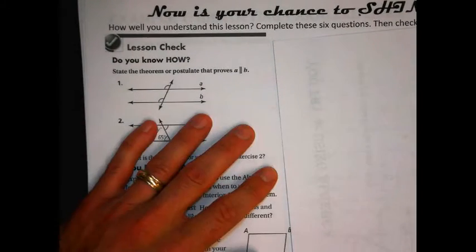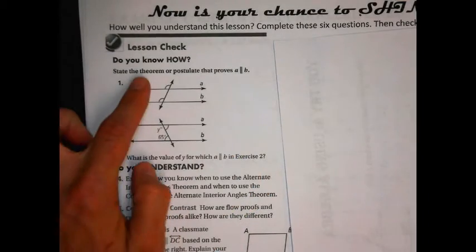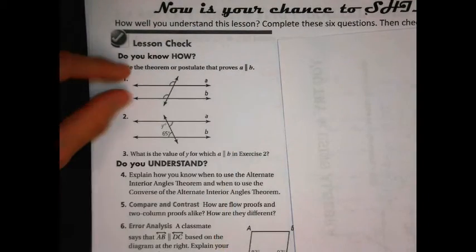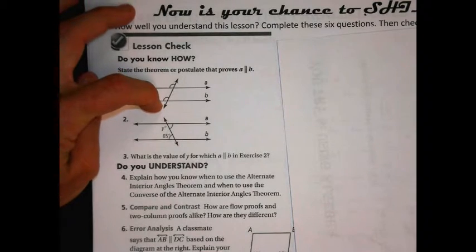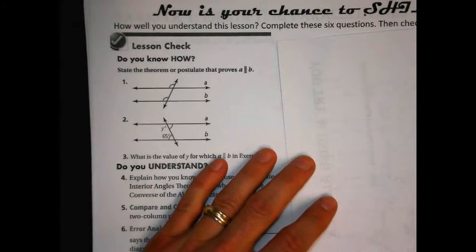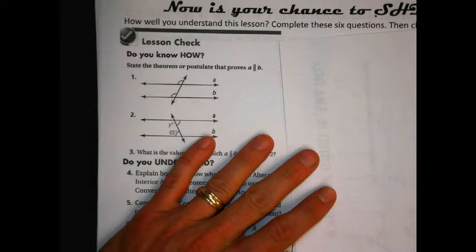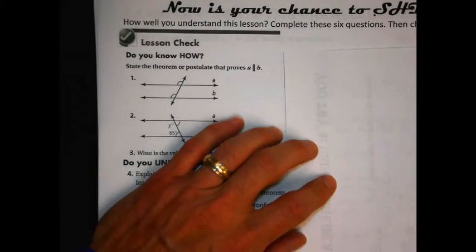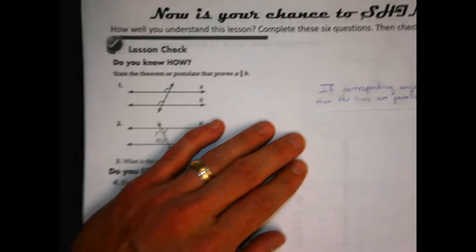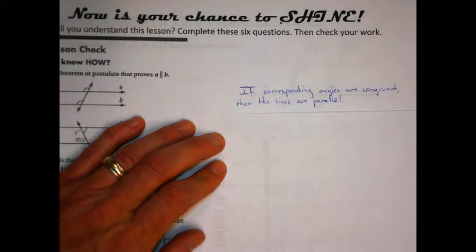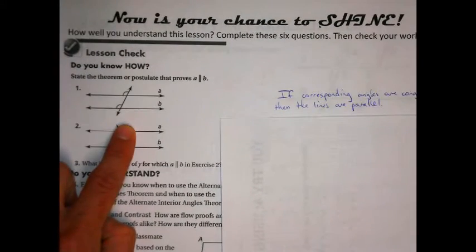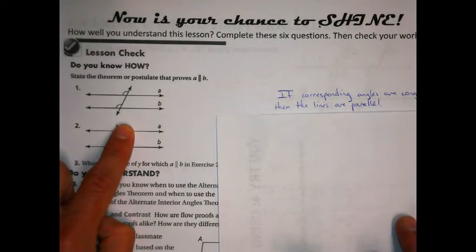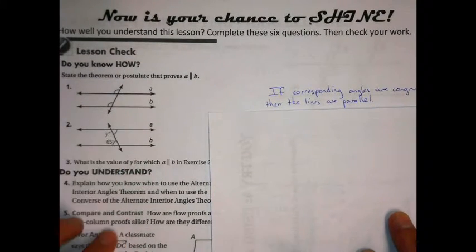So check this out. Lesson check. State the theorem or postulate that proves that A is parallel to B. Look what's going on in number 1. We have these two angles. How do we know A is parallel to B if these two angles are congruent? So what's the postulate or the theorem that we're using? If corresponding angles are congruent, then lines are parallel. Okay, we have to know that. These are corresponding angles. So if corresponding angles are congruent, then lines are parallel.